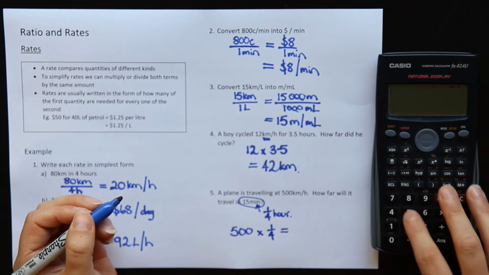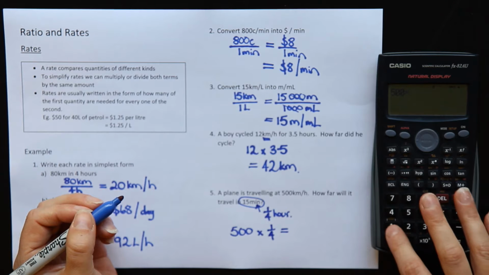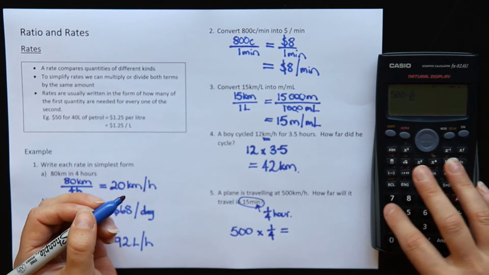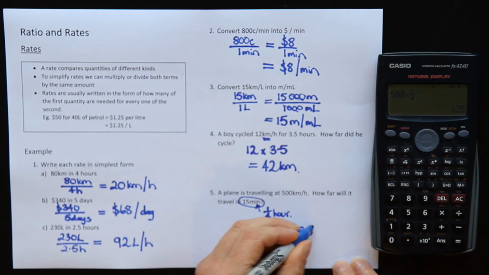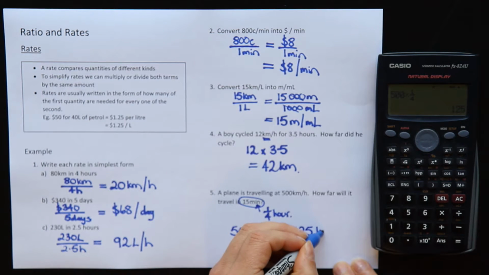And that will tell me 500 times 1/4, 125 kilometers.